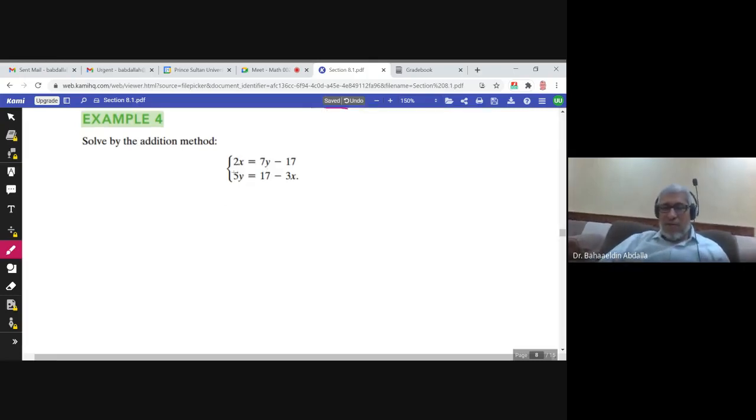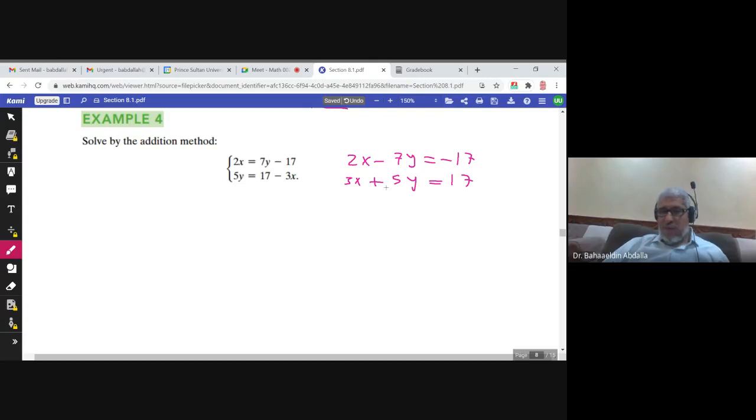Now, I will first write this system in this form: 2x minus 7y equals negative 17. And I'll take negative 3x to the other side, so it would be 3x plus 5y equals 217. So I wrote the system in this form: ax plus by equals c. Now, to eliminate x, I will multiply the first equation by negative 3 and the second equation by 2.